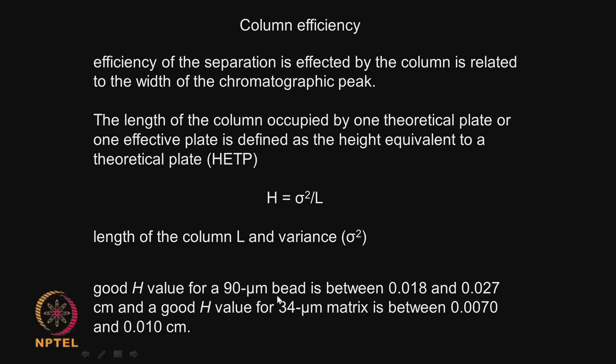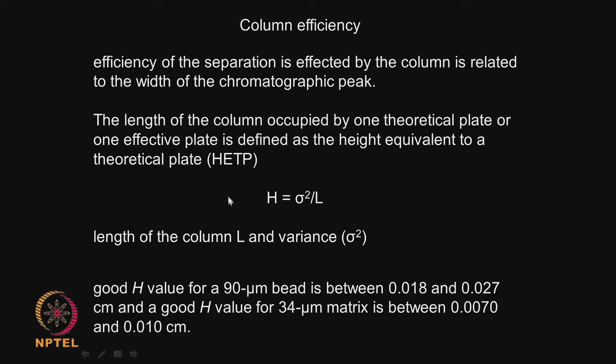So, good H values for a 90 micron bead are between 0.018 and 0.027 centimeter, and good H values for a 34 micron matrix are between 0.007 and 0.01 centimeter. So, these are some experience based figures. Again they come from engineering, because in chemical engineering you have distillation columns, packed distillation columns, where you have packing of beads of different sizes. So, these terms come from there.